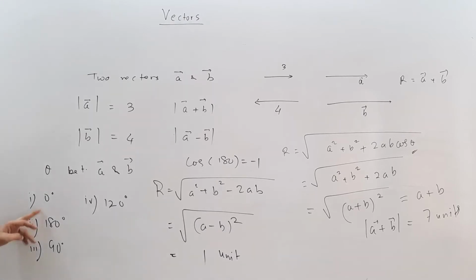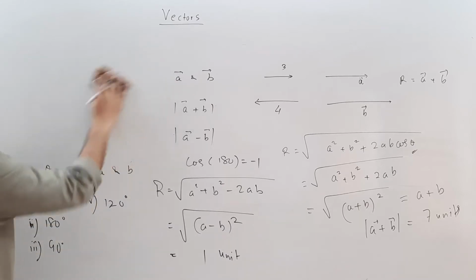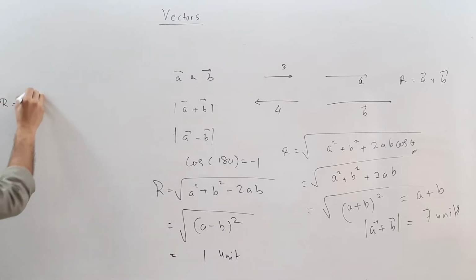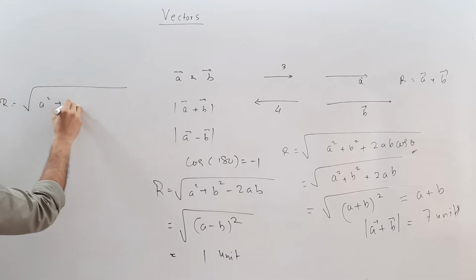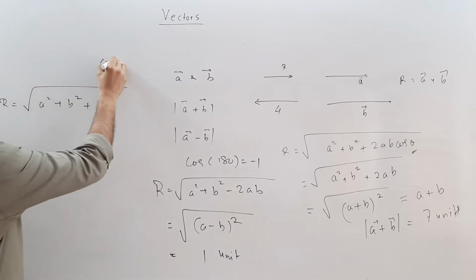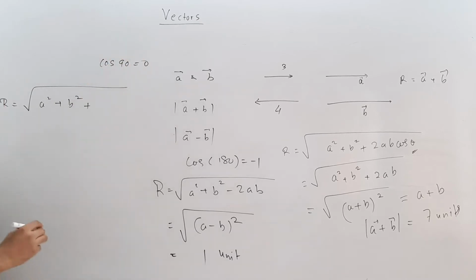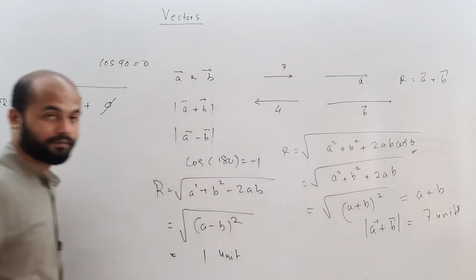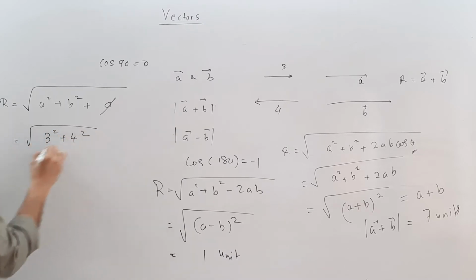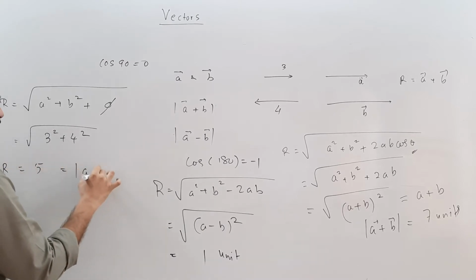So we'll take the next cases also, that is 90 degrees and 120 degrees. Let's do this and check. This is going to be A square plus B square plus 2AB cos 90. Now we know that cos 90 is actually 0, so the third term, 2AB cos 90, is going to be 0. And this is going to come out as the root of 3 square plus 4 square. That is, the resultant is 5. That means this is the magnitude of A plus B.